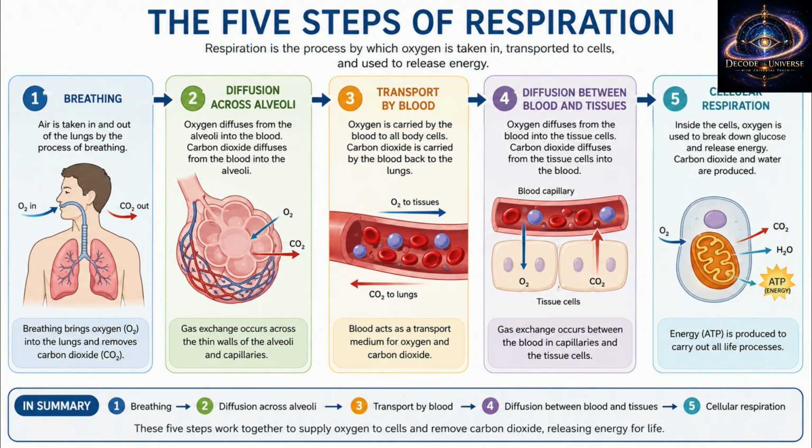Real-life example: when a road breaks, workers place barricades and repair material. Similarly, fibrin forms a net to stop blood loss.